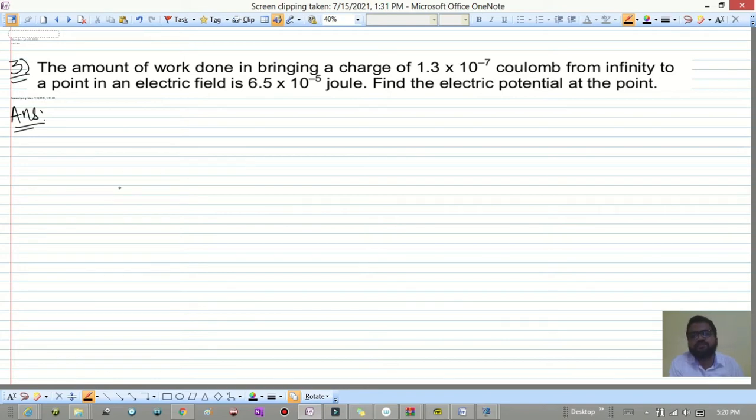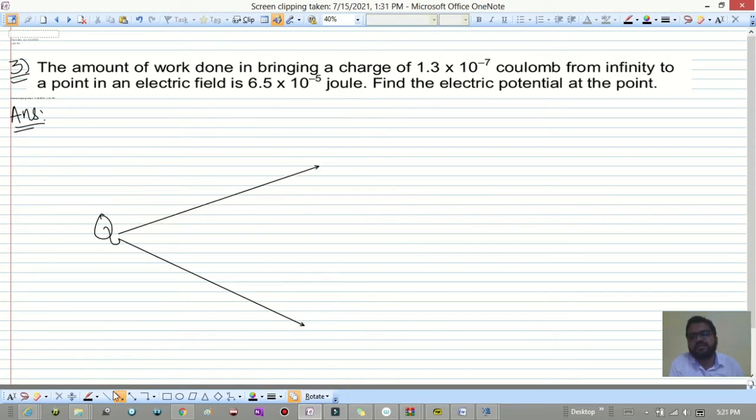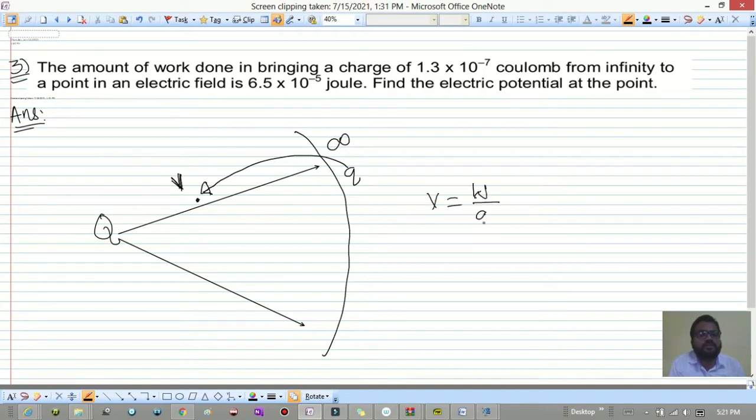Let us suppose this is the electric field due to this charge, and this is the infinite point. Whatever amount of work you have to do on this charge to bring it from infinity to the given point, that is called the potential only, isn't it? So potential is the work done on a unit positive charge. So what is the work done we require?